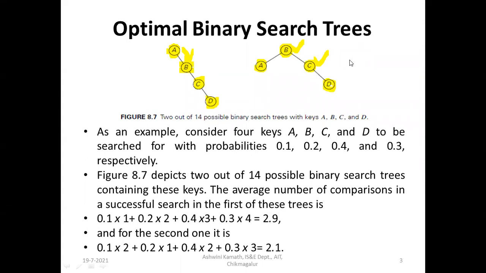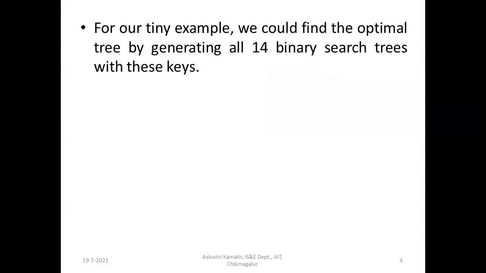If the value of n is greater, then it is very difficult to calculate that value. Creating that many binary search trees will take a lot of time. For a tiny example, we could find the optimal tree by generating all 14 binary search trees with these keys. 14 is also more, but at least it is countable. So we can create 14 binary search trees, get the average number of key comparisons for each, then select the one with the lowest average number of comparisons.